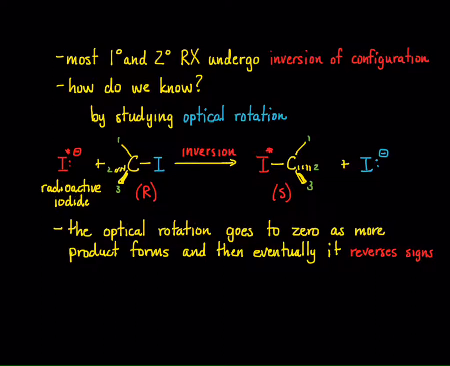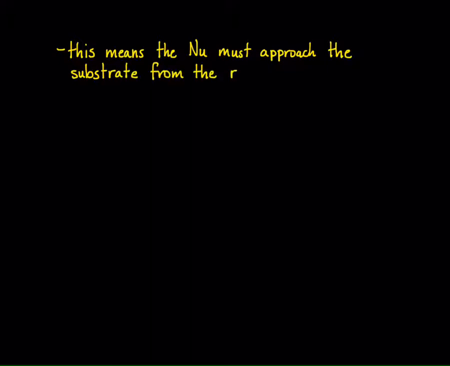Okay, so we know that in an SN2 reaction, we get inversion of configuration. What does this mean in terms of the overall mechanism? Well, it must mean that the nucleophile has to approach the substrate from the rear of the departing atom, the halide or whatever the leaving group is. And we refer to this as backside attack or backside displacement, right? The nucleophile is coming in from the backside relative to where the leaving group is on that carbon.